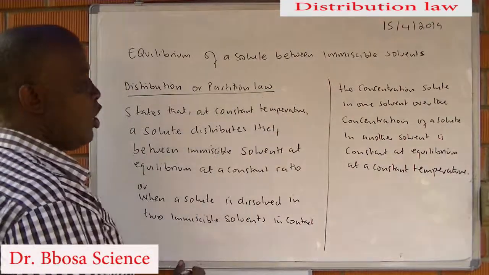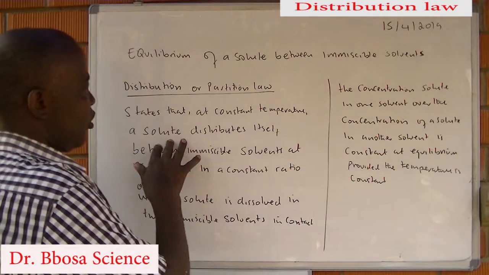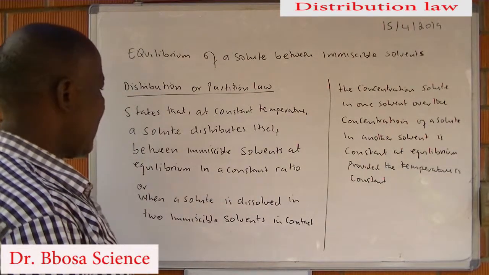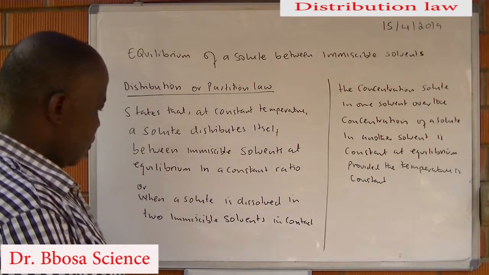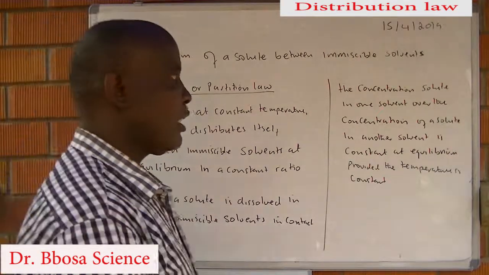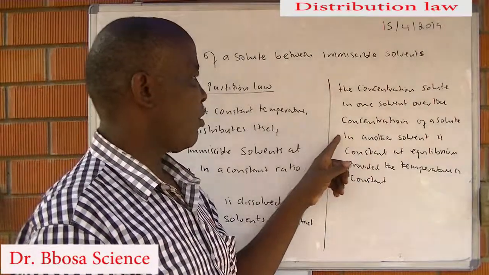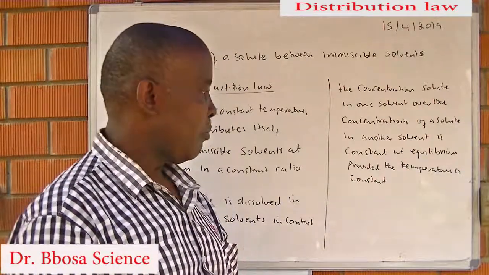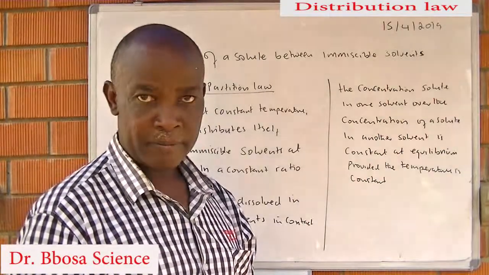Distribution law states that at constant temperature, a solute distributes itself between immiscible solvents at equilibrium in a constant ratio. Or when a solute is dissolved in two immiscible solvents in contact, the concentration of the solute in one solvent over the concentration of the solute in another solvent is constant at equilibrium, provided the temperature is constant.